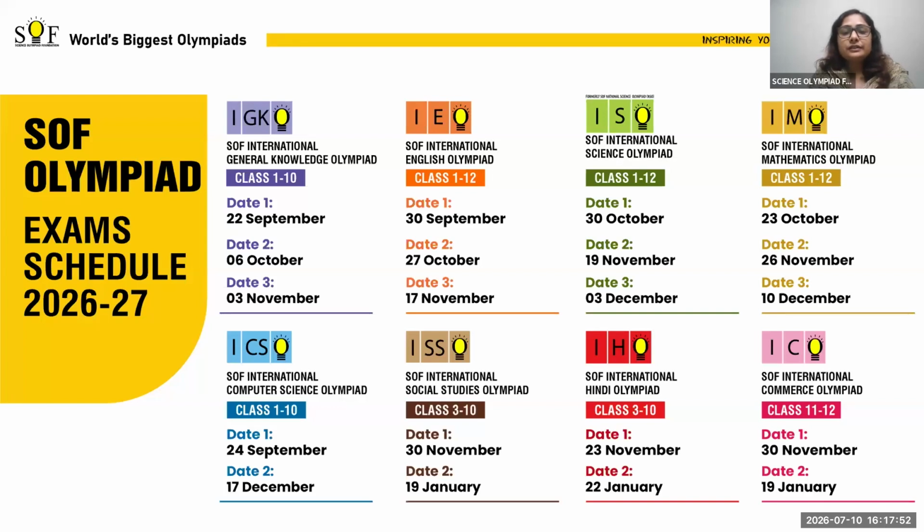For international general knowledge, English, science, and mathematics, we have 3 options. And we have 2 exam date options for the other 4 Olympiads, that is international computer science, social science, Hindi, and commerce. Schools can simply choose the date that best suits their academic schedule without disturbing their regular classroom teaching.